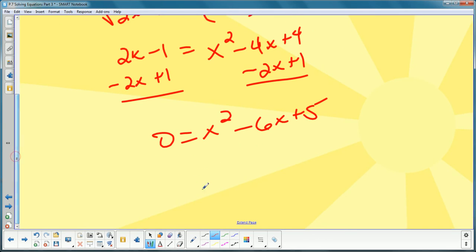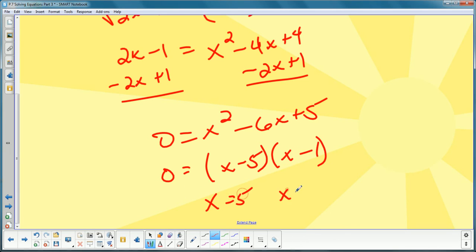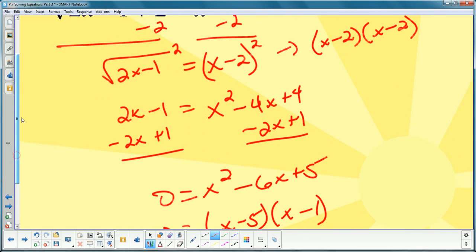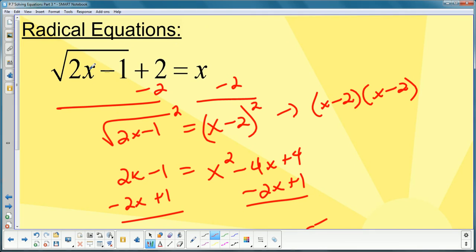And then just like the last problem, we need to subtract 2x and add 1 to both sides so that we can create 0 on one side, which leaves us with x squared minus 6x plus 5. Again you can do the quadratic formula, or this is factorable. We'd end up with x minus 5 or x minus 1, which means we get x equals 5 and x equals 1 here. And again, we need to check our solutions. So if I plug in 5, I'd have the square root of 2 times 5 minus 1, plus 2, equals 5, and let's see if that works out. So 2 times 5 is going to give us 10. 10 minus 1 is 9. Square root of 9 is 3. 3 plus 2 is 5.